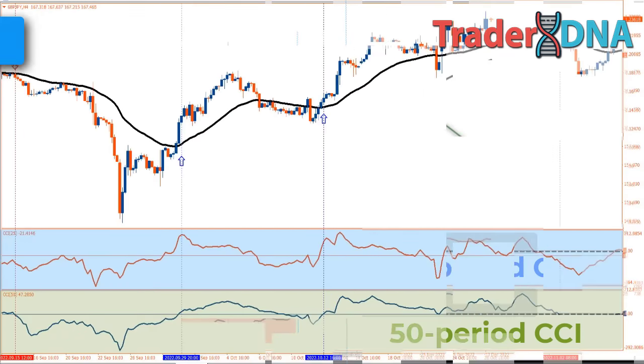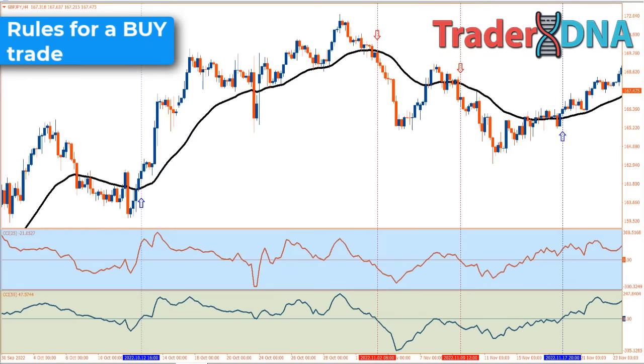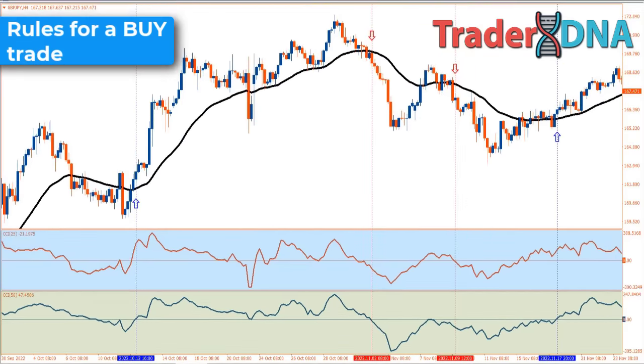Bullish trade scenario. When seeking to open buy positions, observe indicator readings as follows. First, the 50-bar CCI crosses above the zero line. Second, the 25-bar CCI should also be above the zero line. Third, the price should close above the 34-period exponential moving average.